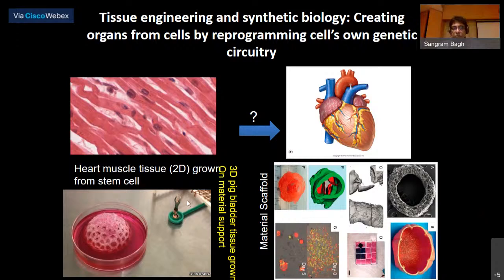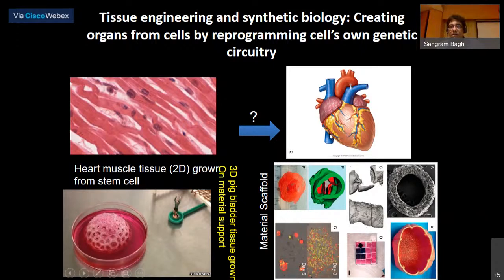So here is one success story. Here you can see the urinary bladder of a pig, and basically they used a spherical material scaffold. They put pig cells into it, and it developed into a urinary bladder of the pig. But you can see this is a spherical, simple object, though 3D, still a simple object.